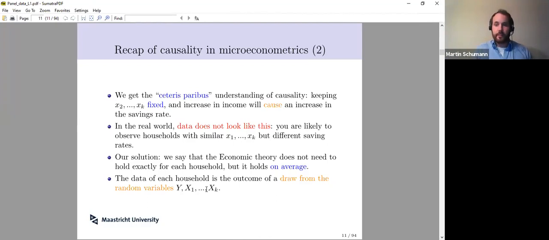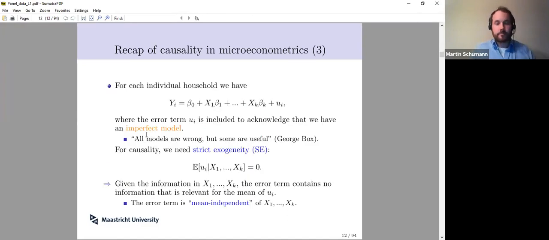Now, this is in theory. Of course, when you take this model to real world data, you will find that the data doesn't look at all like this. Sometimes you see households with pretty similar characteristics x1 to xk. For instance, they have a very similar income, they have the same number of people in the household, and so on. However, their savings rate differs substantially. So this kind of model does not seem to work for every household. So things break down here. Now, an obvious solution is that we say that the economic theory does not necessarily work for each and every household individually, but it holds on average over the whole population of people. And therefore, each data point that we have is simply a random draw from this large population. So whatever your savings rate is, given your income, this is simply one outcome of a random variable.